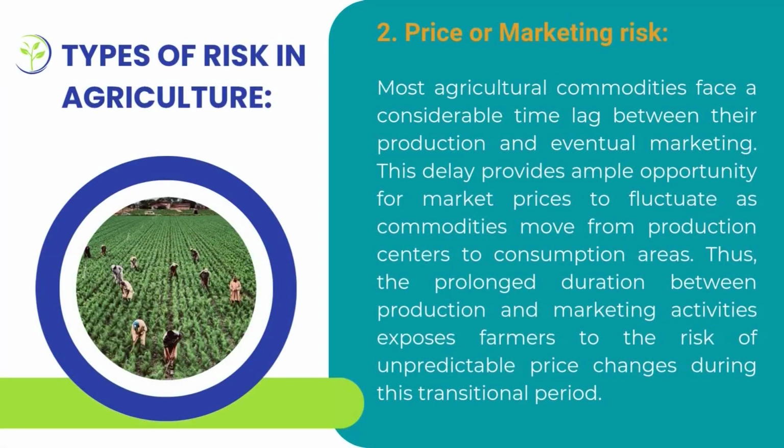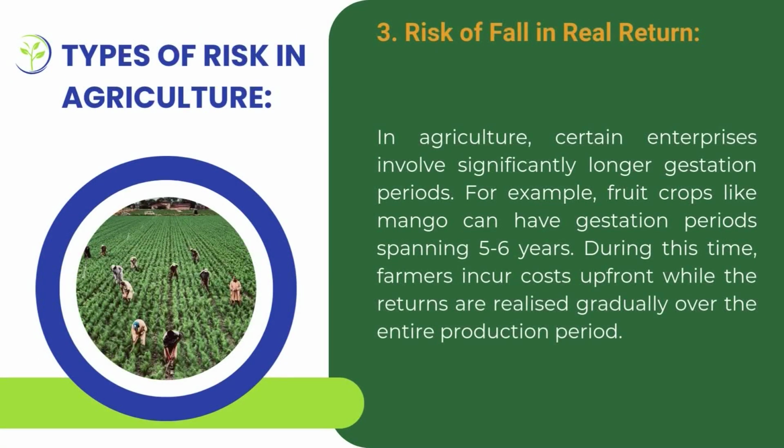Most agricultural commodities face a considerable time lag between their production and eventual marketing. This delay provides ample opportunity for market prices to fluctuate as commodities move from production centers to consumption areas. Thus, the prolonged durations between production and marketing activities expose farmers to the risks of unpredictable price changes during this transitional period. Thirdly, risks of fall in real return.